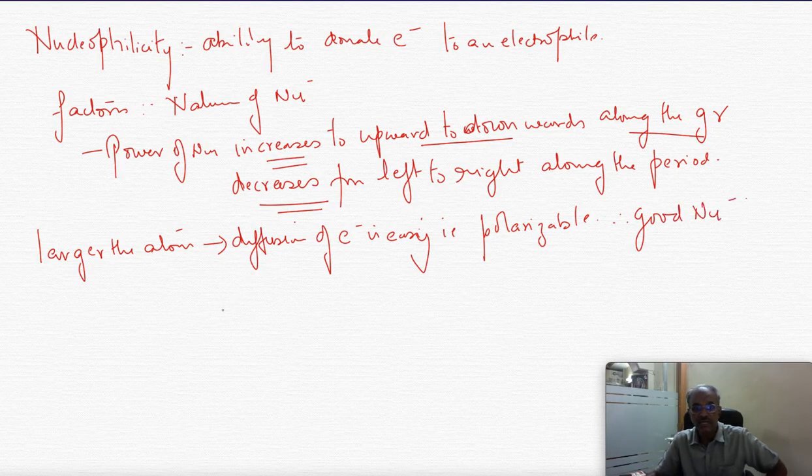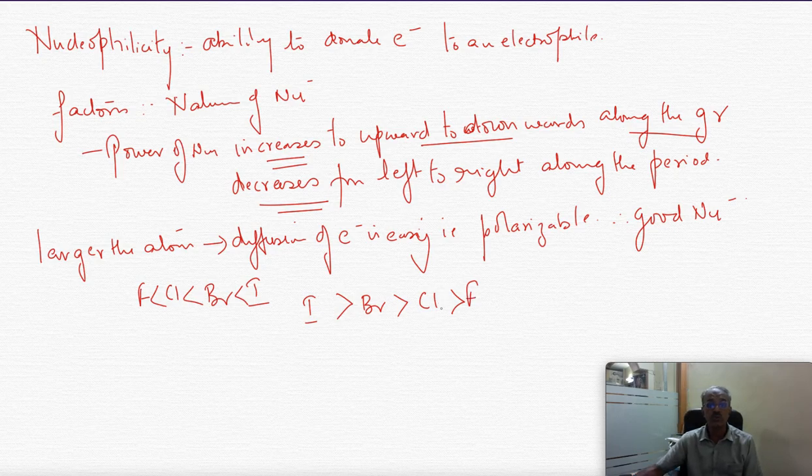As I go down the group, suppose this is fluorine, chlorine, bromine, and iodine. With respect to atomic size, fluorine is less than chlorine, which is less than bromine, which is less than iodine. That means iodine has the highest atomic size. Therefore, iodine becomes a stronger nucleophile: I is more than bromine, which is more than chlorine, which is more than fluorine. A nucleophile should be electron rich, readily attack an electrophile or donate an electron. Iodine can easily donate an electron due to its larger atomic size.